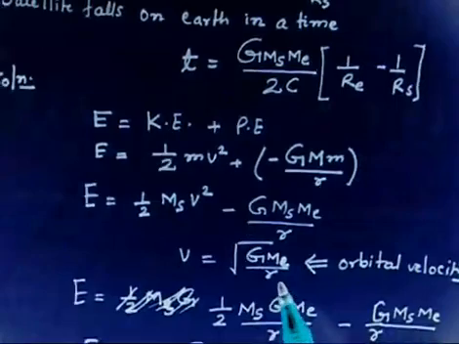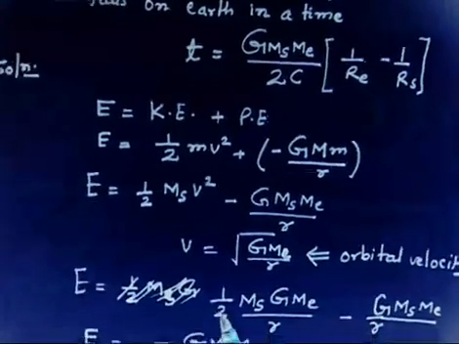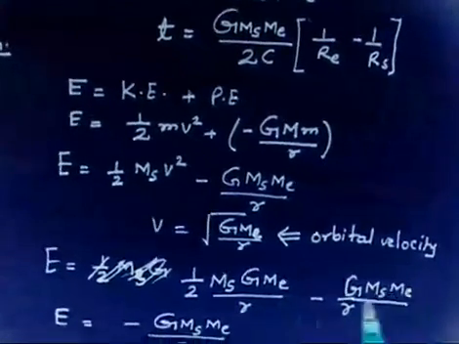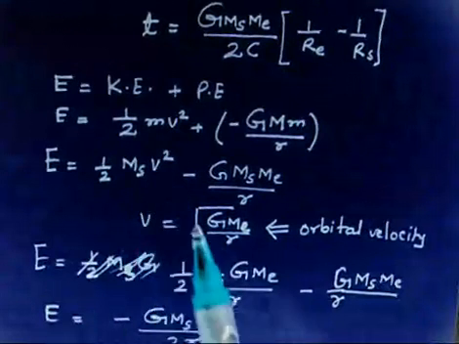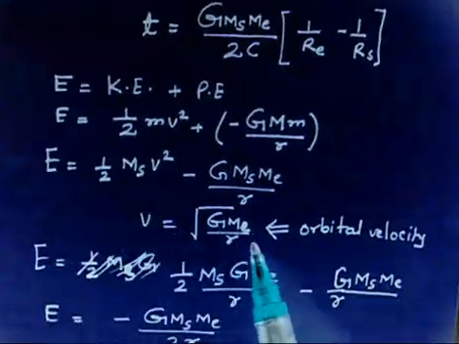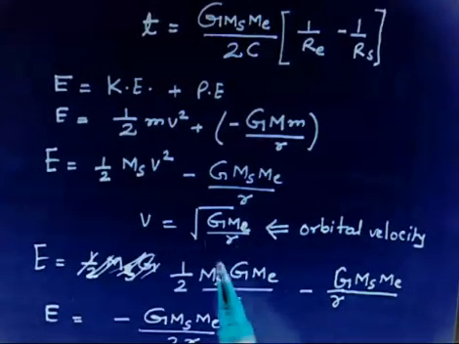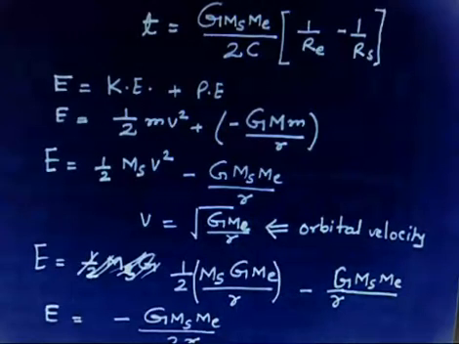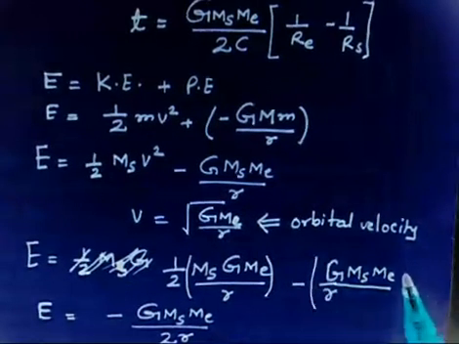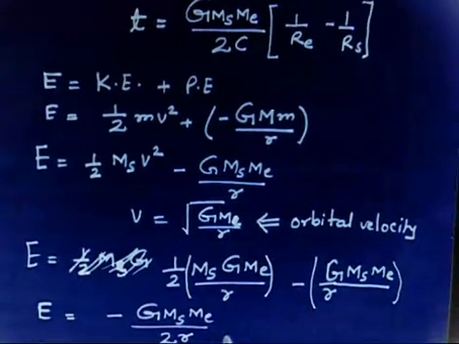Now if I plug in the value of velocity, I will get the total energy expression. If I plug in the value of v, the kinetic energy becomes half ms G Me by r, because v squared becomes G Me by r. This is the kinetic energy, and the potential energy we have already written. If you see, the potential energy term is basically double the kinetic energy term with a minus sign.